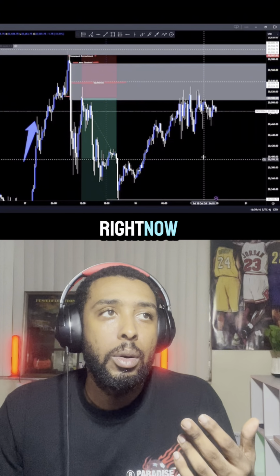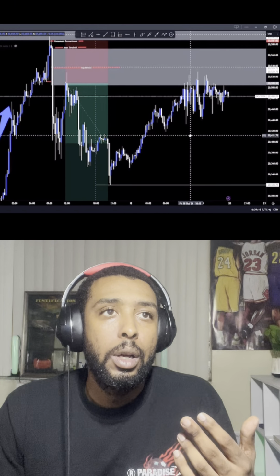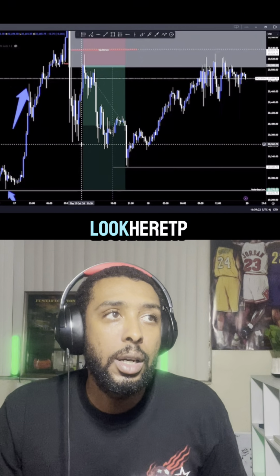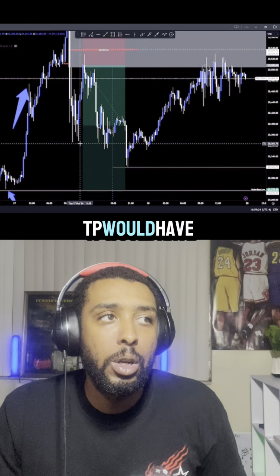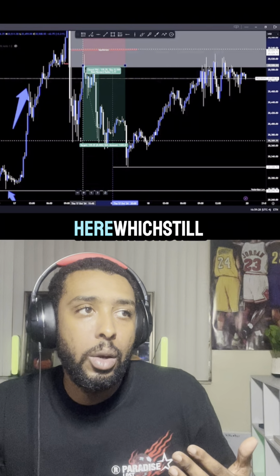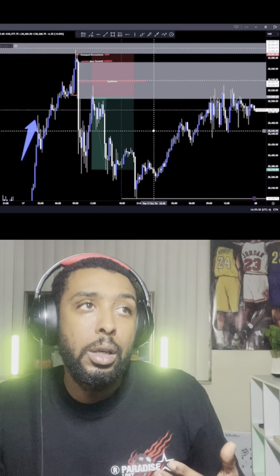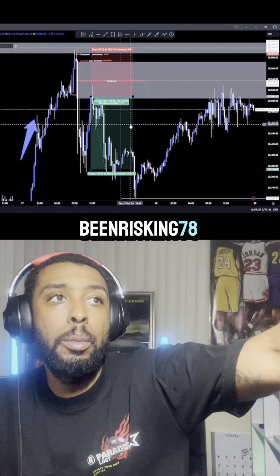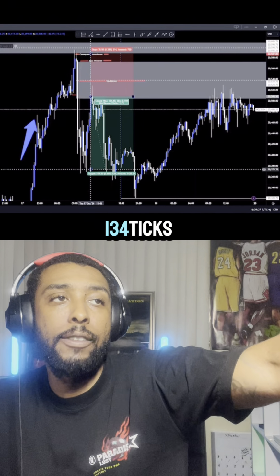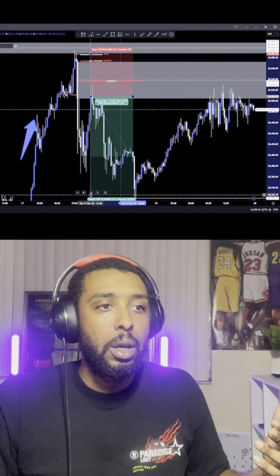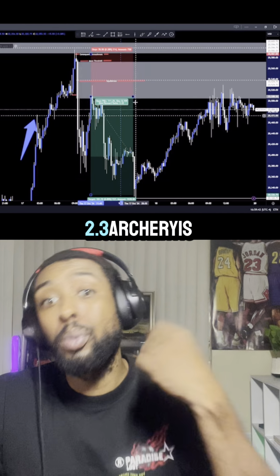So look what happened again. It came back into the fair value gap again. So look, hit TP, right? Let's say your TP would have been at the low hanging fruit right here, which still would have been a good trade. You would have been risking 78 points to make 134 ticks. If I put it down to where I said, which is a 2.3 R trade.